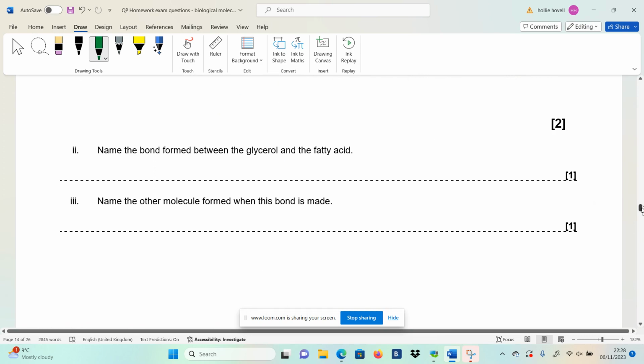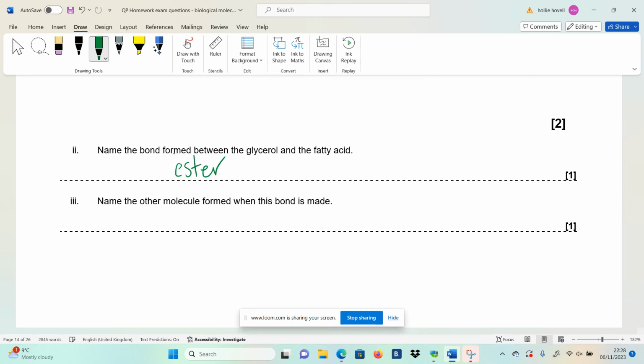Name the bond that's formed between glycerol and fatty acid. Hopefully we're getting the hang of this. So this is going to be an ester bond. And what else is going to be made? If it's a condensation reaction, it's always going to make a molecule of water every time.